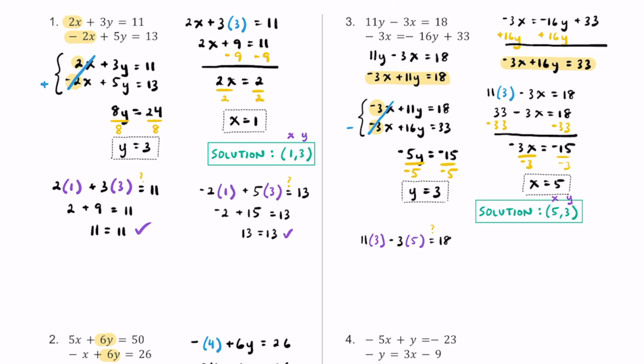So 11 times 3, that's 33. And then this 3 times 5 is going to be 15. 33 minus 15, that does equal 18. So if 18 does equal 18, then we know we did a good job for this first equation.